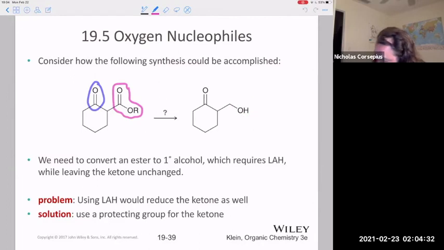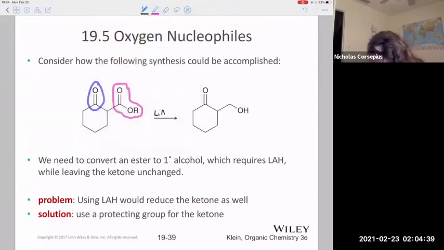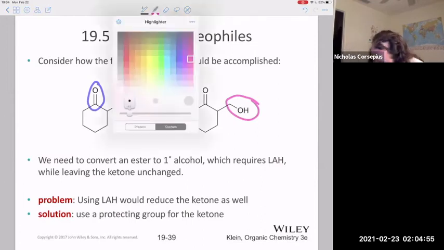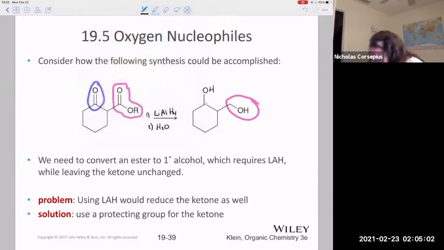Remember, we know how to reduce esters, and I put it in a later slide just to remind everybody. If we use lithium aluminum hydride, we'd actually have to do this in 2 steps, then water. This would be an effective way to reduce the ester to an alcohol. The problem is that it would also reduce my ketone to an alcohol, right? Well, I don't want that.